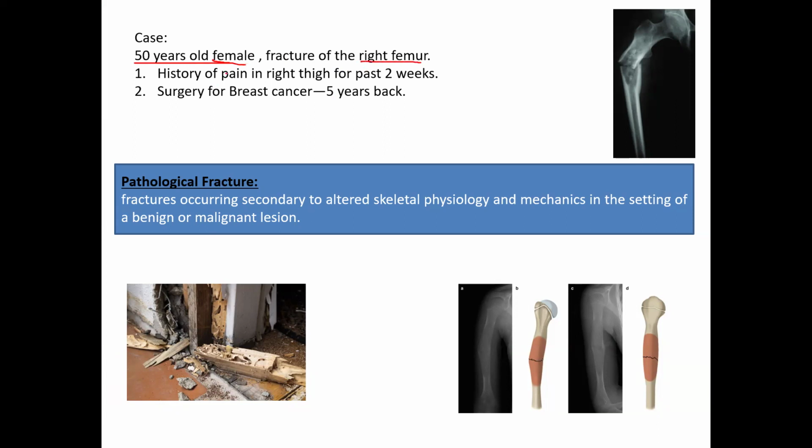But there is one thing we need to concentrate on in the history: the patient has a history of pain prior to the fracture. She has had pain in the right thigh for the past 2 weeks. Before the patient had the fracture, she had pain at the fracture site. And the second thing is the patient has a history of breast cancer, which was treated around 5 years back.